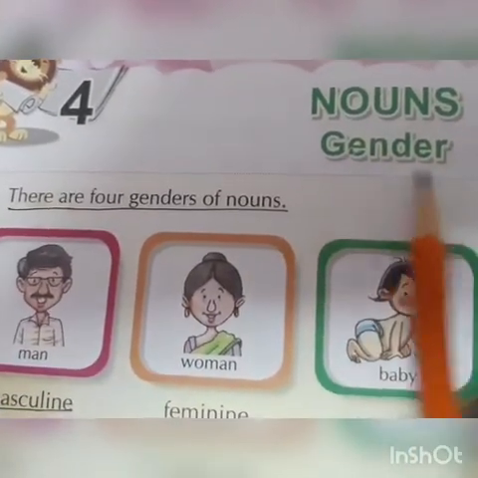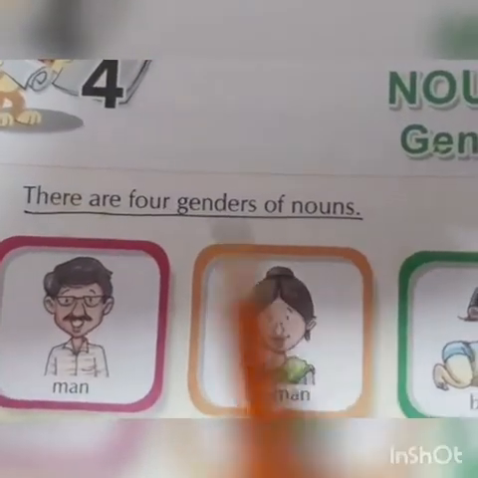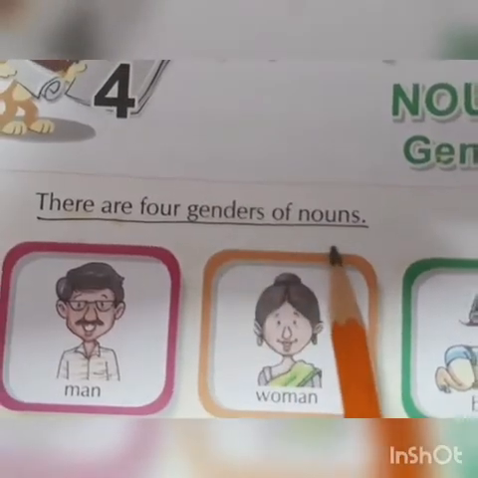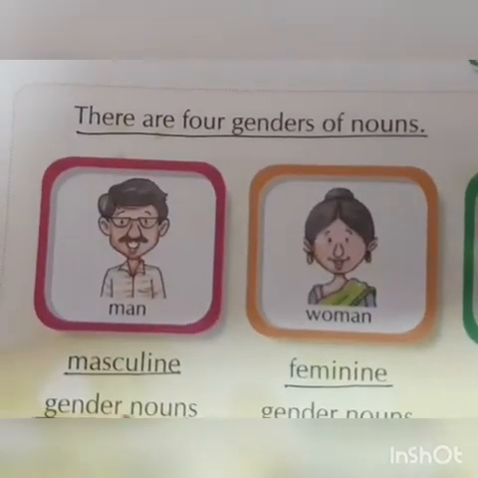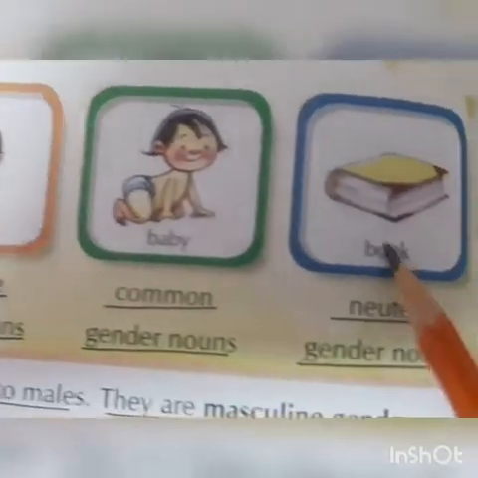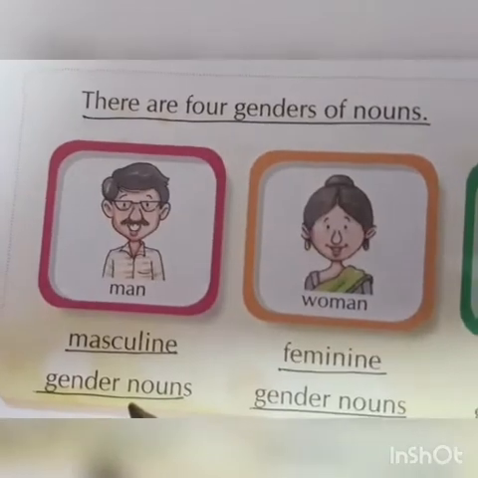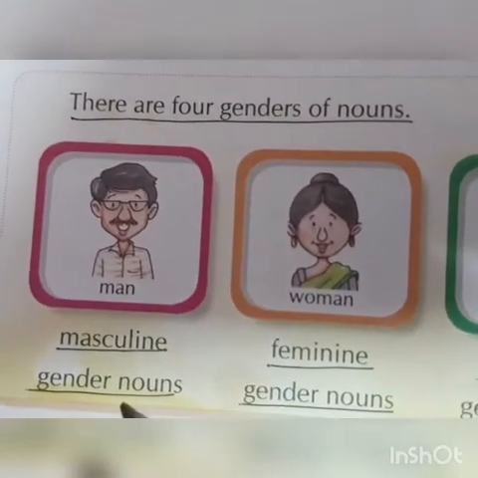Now how many different types of genders are there? There are 4 genders of nouns. Nouns में कितने genders होते हैं? 4 genders होते हैं. First is masculine gender, feminine gender, common gender and neuter gender nouns. Now first we'll start with the masculine gender. So have you all understood what a gender is?